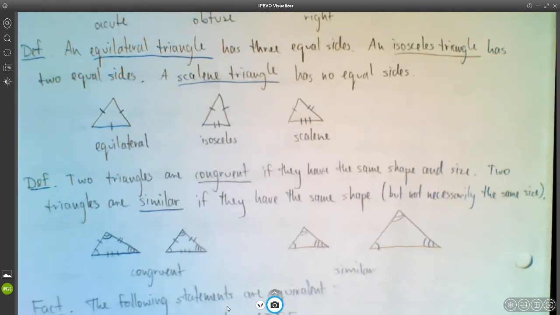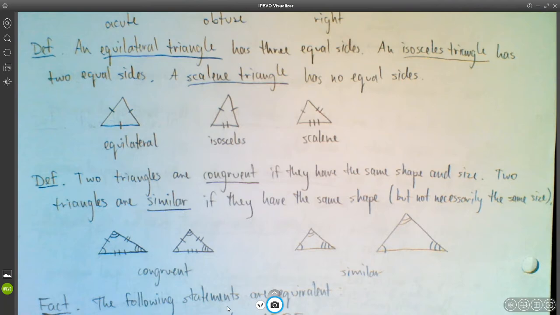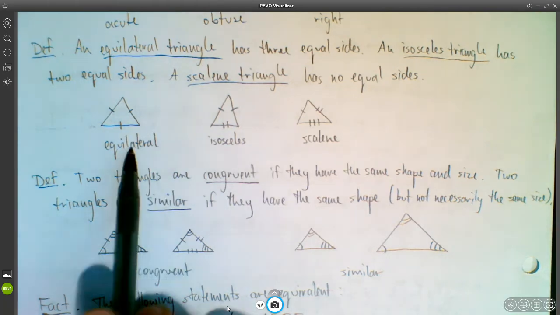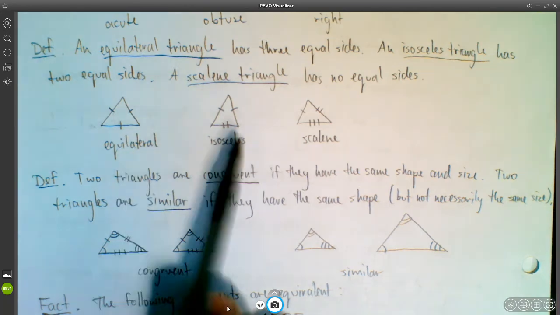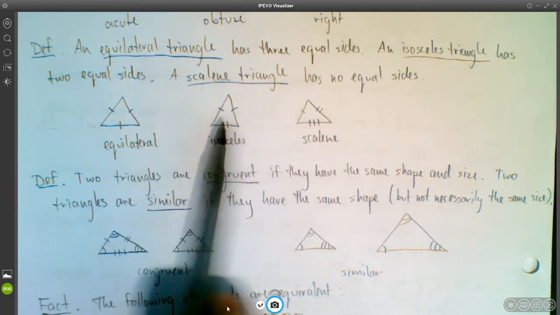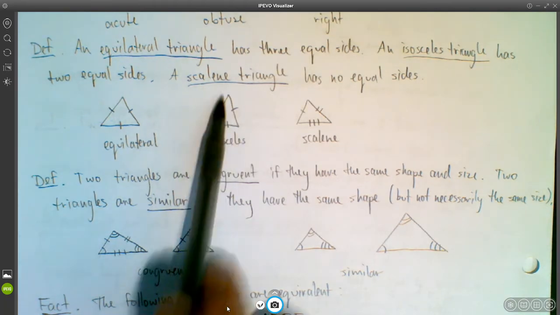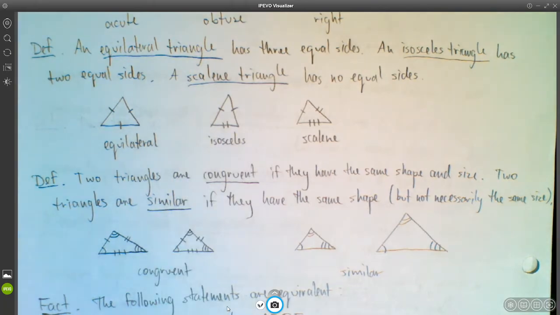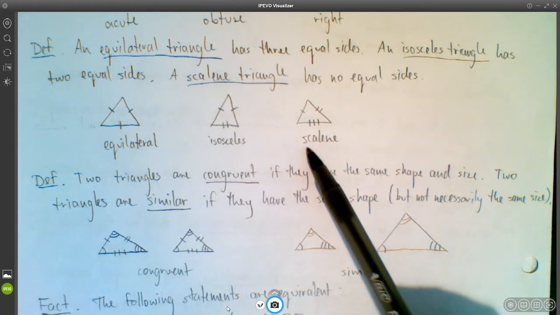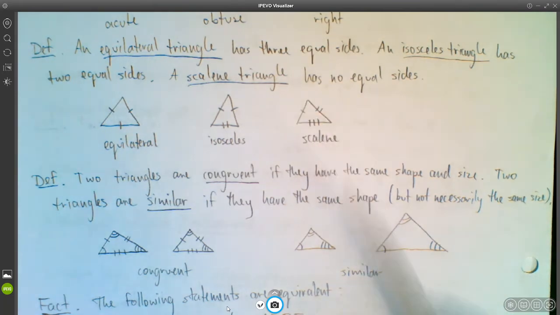Another way to classify triangles is to classify them either as equilateral, isosceles, or scalene. An equilateral triangle has three equal sides, right? So all three of the sides are equal. An isosceles triangle has two equal sides. So in this picture, these two sides are equal, and this side looks a little shorter than the other two, right? So that would be an isosceles triangle. A scalene triangle has no equal sides, right? So in a scalene triangle, none of the sides are the same size.